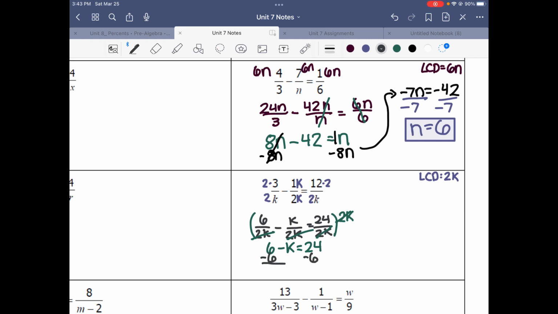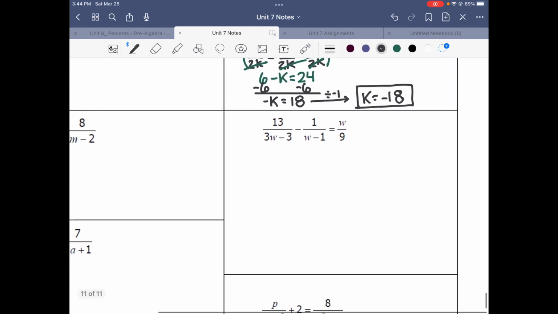I know there's a minus over there, but it's not on the 6. It's in between the 6 and the k. Negative k equals 18, or divide by negative 1, k equals negative 18. Most people prefer that method because it just saves you a little bit of simplifying work later, and it keeps the numbers a little smaller in the first place.